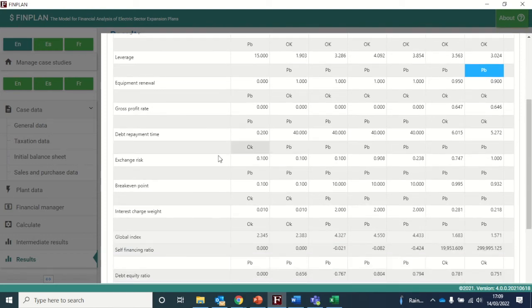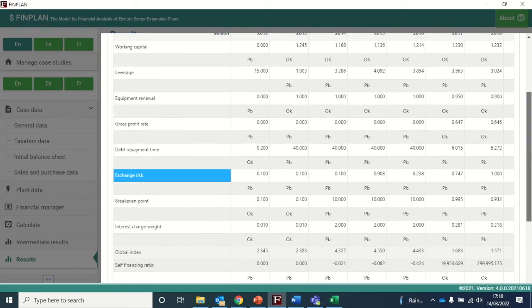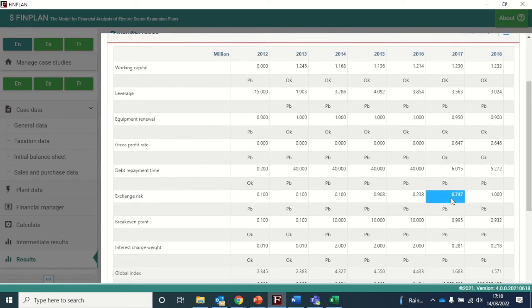If we move down to exchange risks, we can also see, well, it is clear that the financial plan of our project is not acceptable to the lender, as the exchange risk ratio is less than 1 in 2017, so 2017 is here, and 1 thereafter. So it can be improved by increasing the revenues, that means the electricity price, or replacing some foreign loans or bonds with debt in local currency.